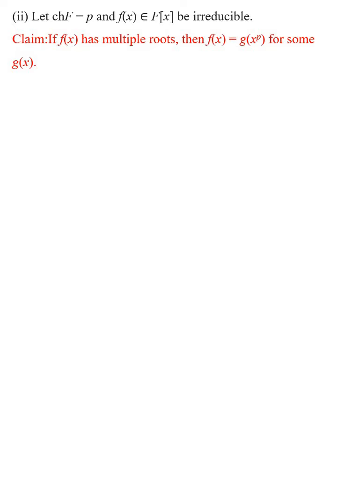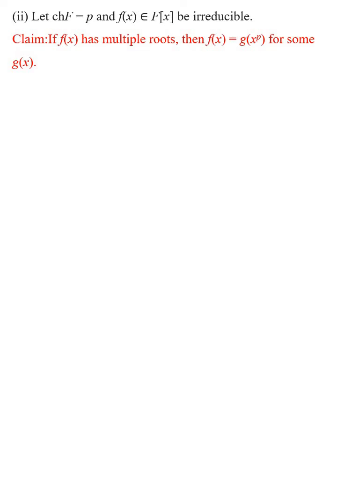In this short video, we are going to have the proof of one corollary which states that if the characteristic of F is p and f(x) is irreducible and also f(x) has multiple roots, then f(x) should only be of the form g(x^p) for some g(x). Of course, p is a prime number.